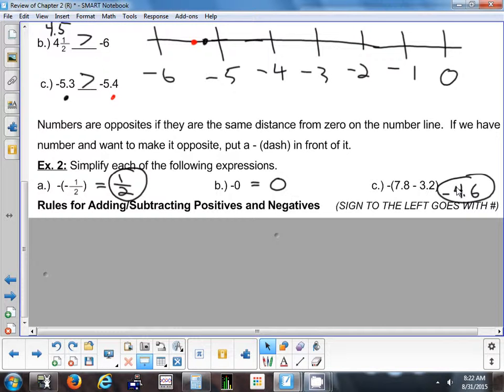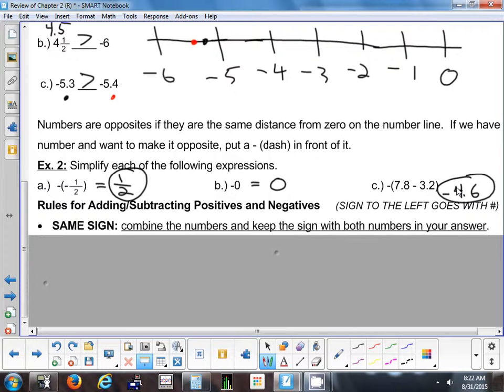Guys, this stuff's going to show up for the rest of the year. All right? Like we talked about earlier, the sign to the left goes with that number. It belongs with it. Like Sam said earlier, if there's no sign, just assume that it's positive. If you don't feel confident with your positives and your negatives when you're combining them, use your calculator. Okay?